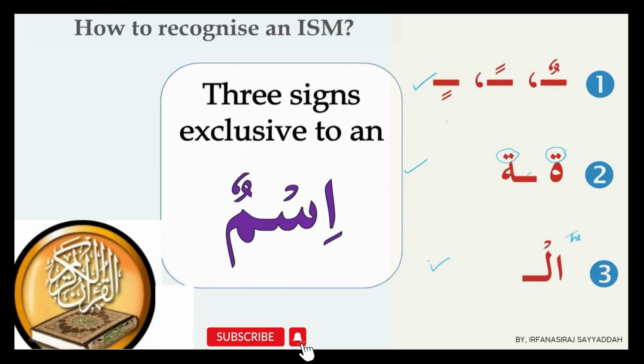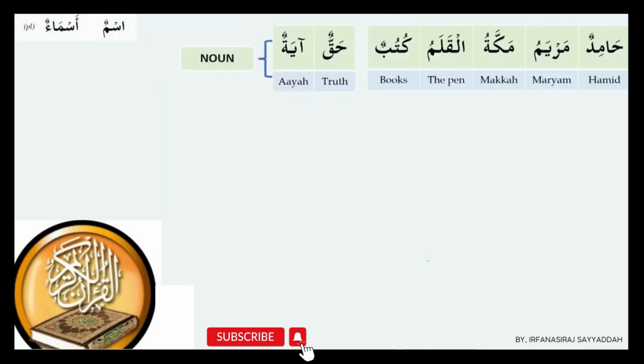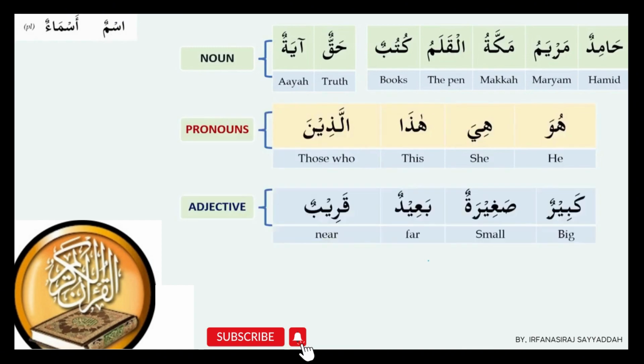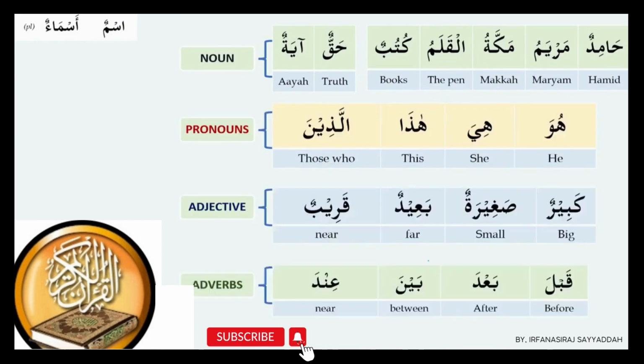So these 3 points you need to note, inshallah, in your notebook, nice and big, beautifully written. These 3 signs: tanween at the end of a word, ta marbuta at the end of a word, or al at the beginning of a word, you can be 100% sure that word is an ismun. So the category of ism is very varied. It includes nouns, what we call nouns in English. It includes pronouns. It includes adjectives. It includes adverbs and much, much more.